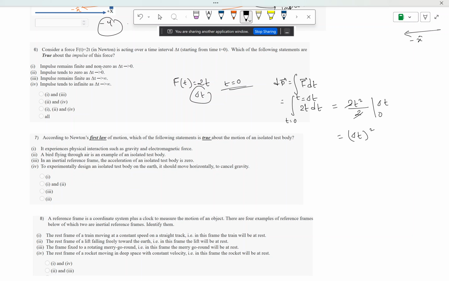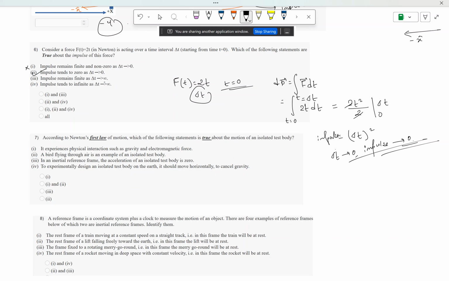Impulse remains finite and non-zero as delta t tends to 0. This is not true because impulse equals delta t whole squared. So if delta t tends to 0, then impulse also tends to 0. So this is incorrect. Then, impulse tends to 0 as delta t tends to 0. This is correct because as delta t tends to 0, this is going to 0.